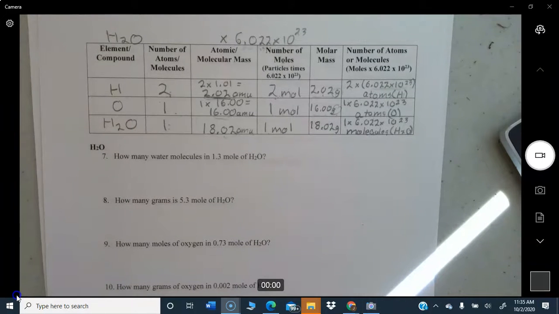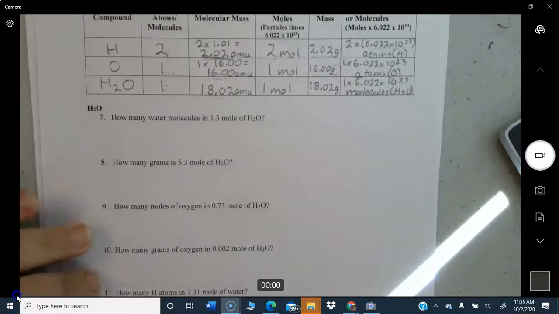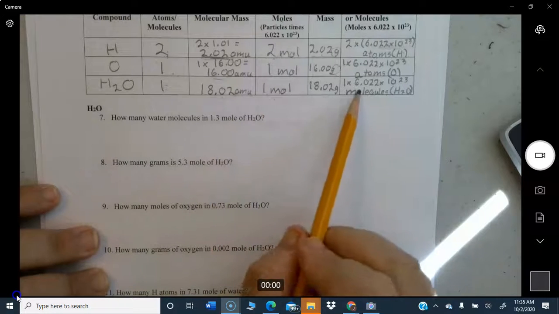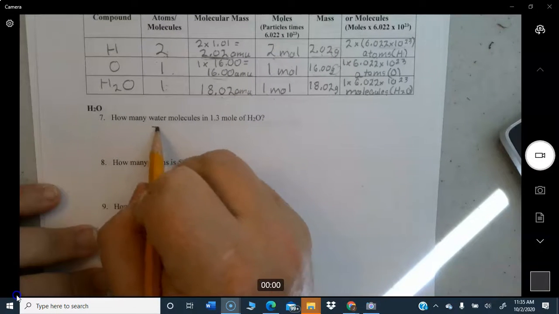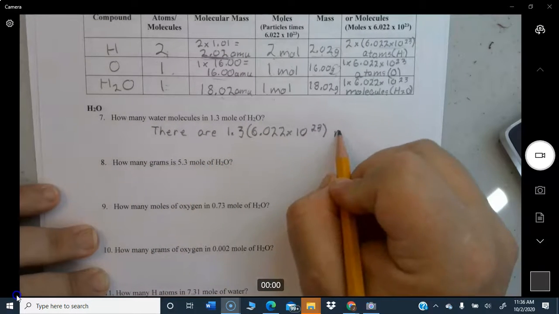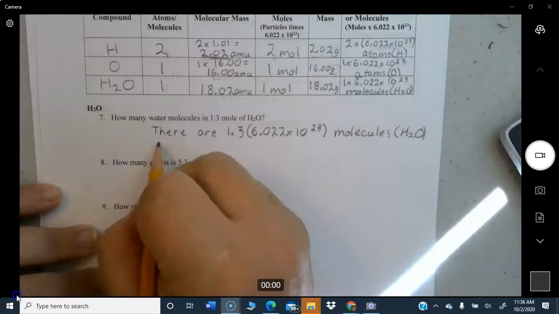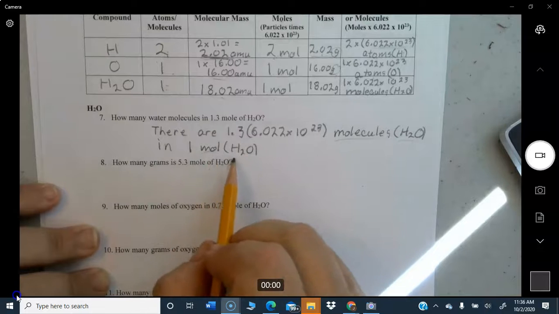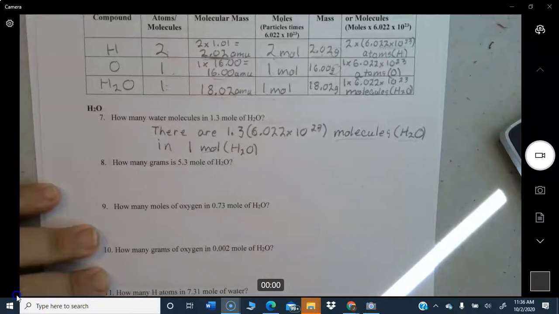They're pretty straightforward. I'm going to go ahead and do a couple of them with you, and give you the answers to the rest. Okay, so here we go. How many water molecules in 1.3 moles of H2O? So in 1 mole, there's that many. So 1.3 moles would be this. Again, units of measure, substance, units of measure, substance. And I don't care that you didn't multiply that out. That shows you what the number is. It's just the concept there.